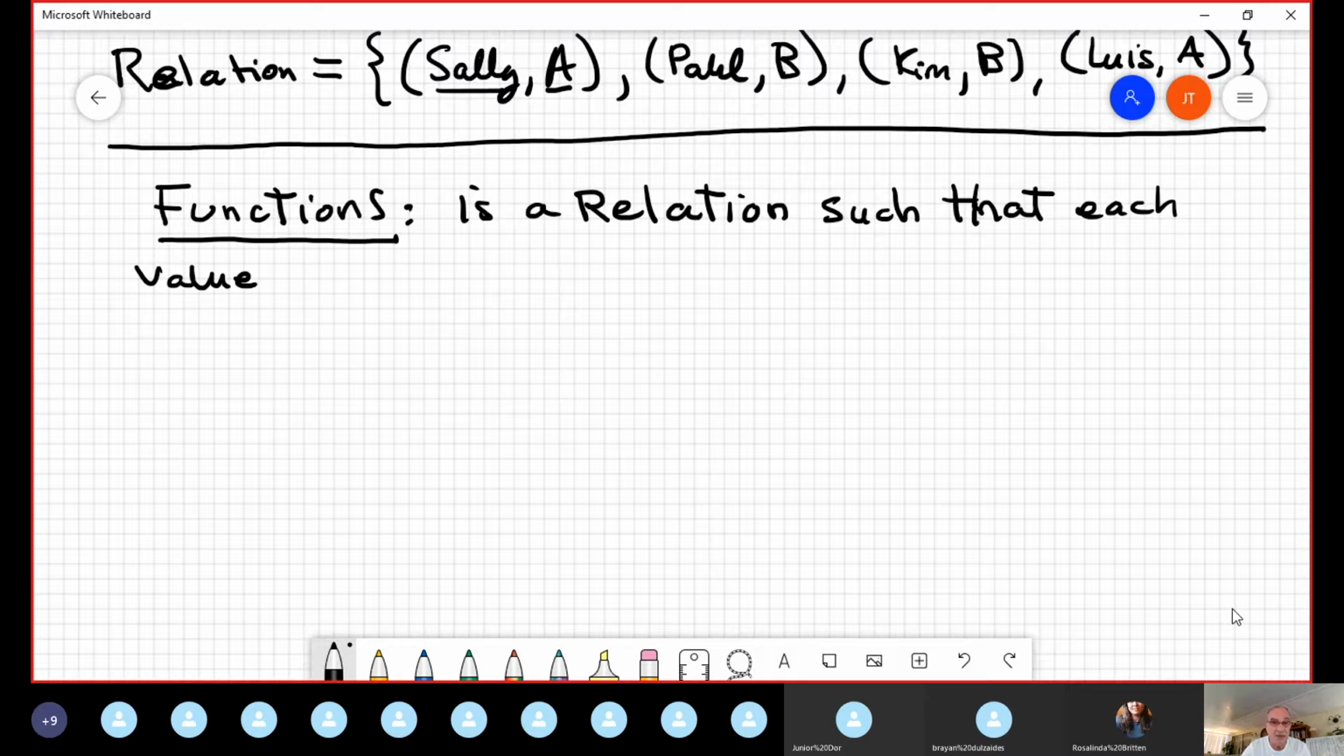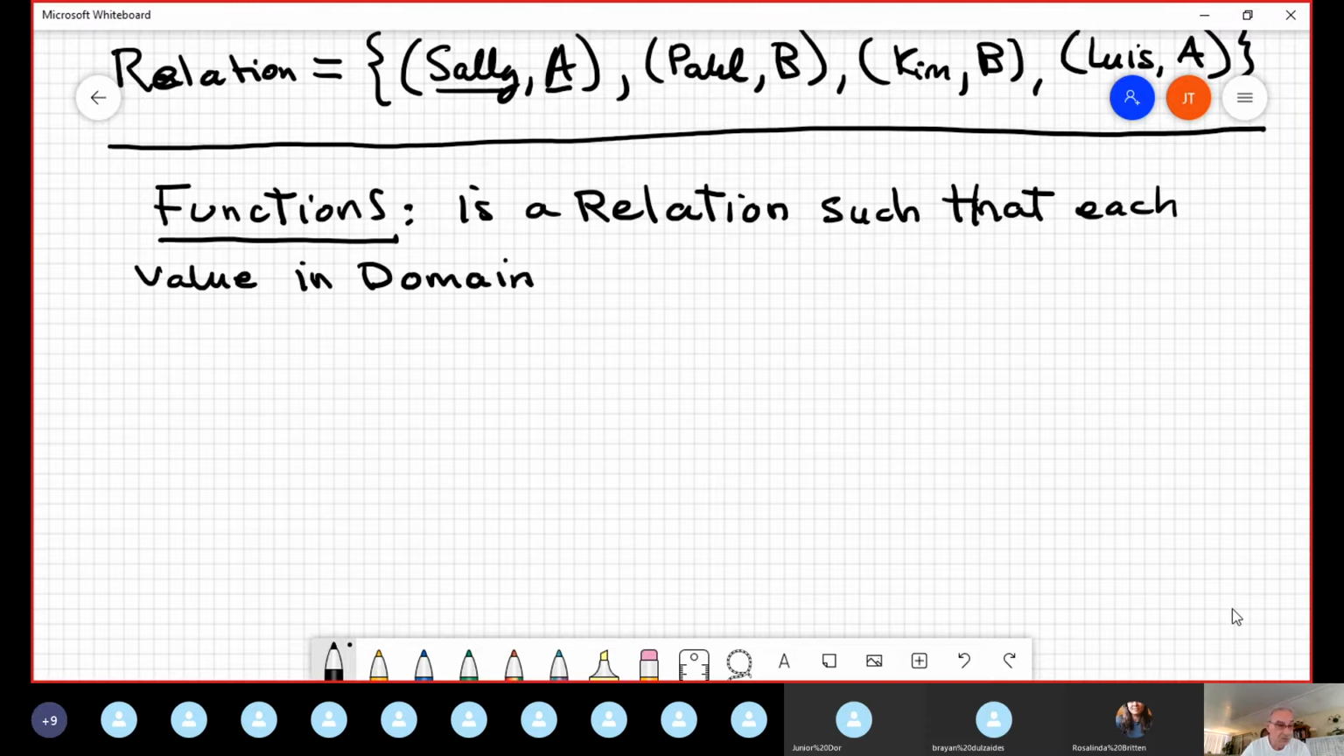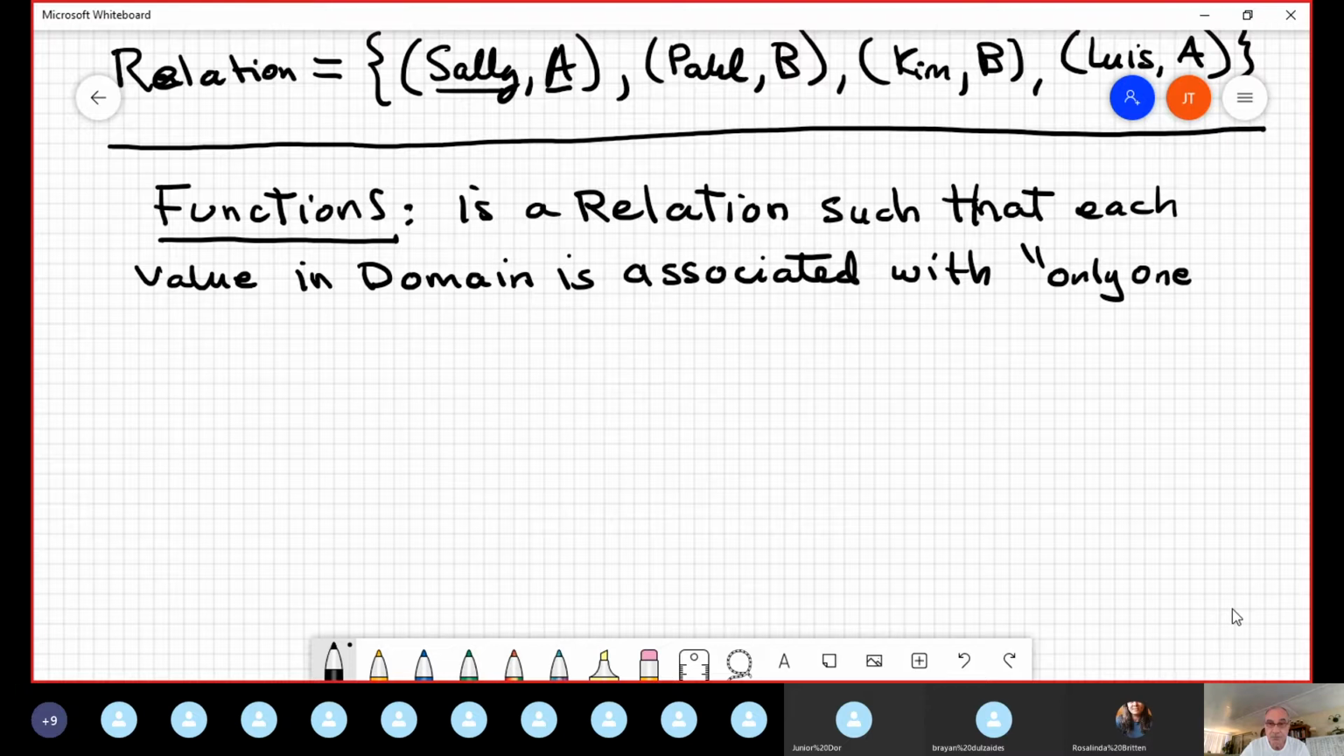A function is a relation such that each value in the domain, remember, the domain is the name of the first set, is associated, again the verb associate, with, and this is the most important moment now, only one value in the range. Highlight this quotation because it's the most important word in the definition.